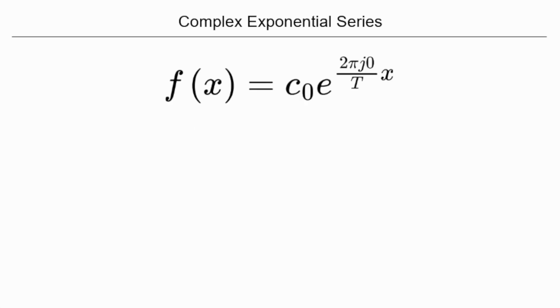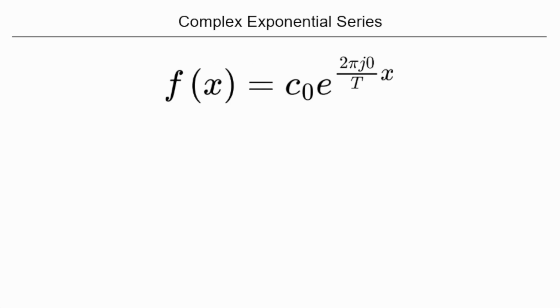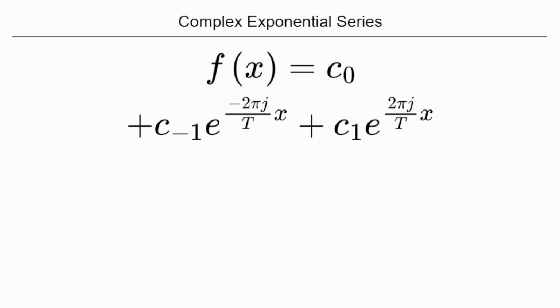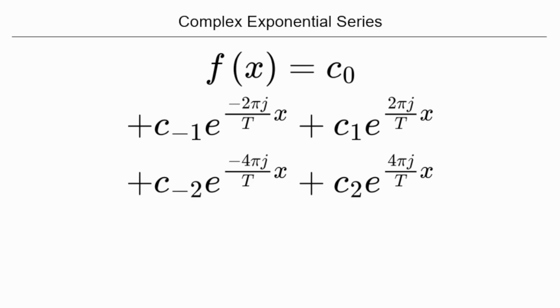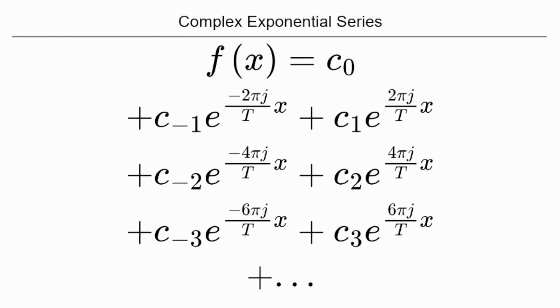C0 e to the 2 pi j 0 x divided by T. E to the 0 is just 1. So it's just f of x equals c0. This c0 is called the DC part. After that, you have these terms, c minus 1 and c1 times these exponentials, c minus 2 and c2, and c minus 3 and c3, and so on. Every term other than c0 is called the AC part of this function. And I want to show you how these add together to create our function f of x.